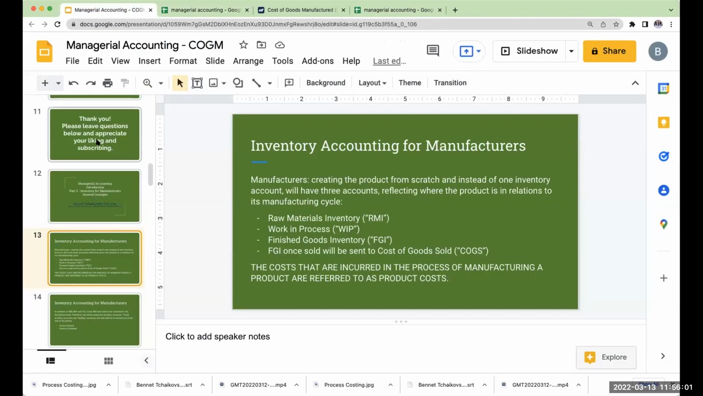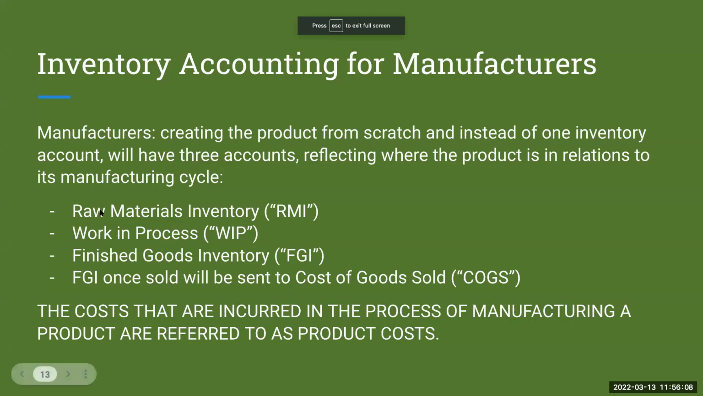As I'm looking at this, for manufacturers we have raw materials inventory. And when we're looking at inventory for a manufacturer, it's going to be in different stages. It's going to be raw materials inventory, then work in process inventory, and lastly finished goods inventory. Raw materials are untouched. It's raw materials to us.